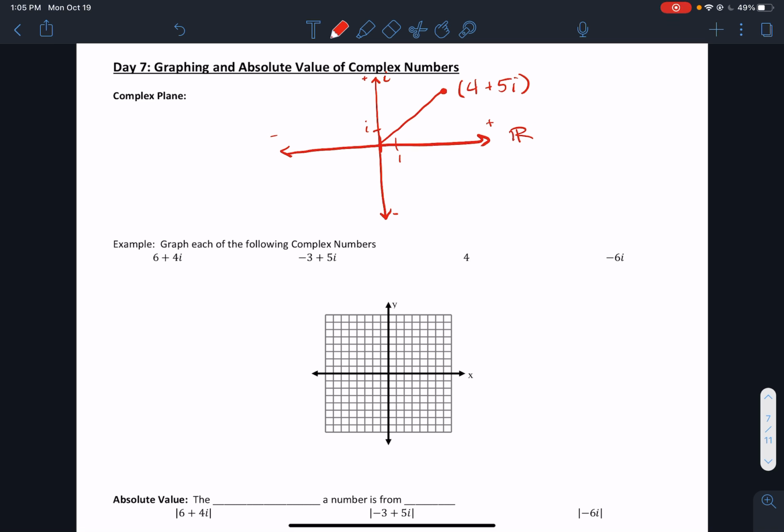So we can graph each of these complex numbers, okay? 6 plus 4i. So we go out 6, 1, 2, 3, 4, 5, 6, and up 4, 1, 2, 3, 4. And there we are. There's 6 plus 4i. I can do negative 3 plus 5i. So I go left 3, 1, 2, 3, and up 5, 1, 2, 3, 4, 5. Negative 3 plus 5i.